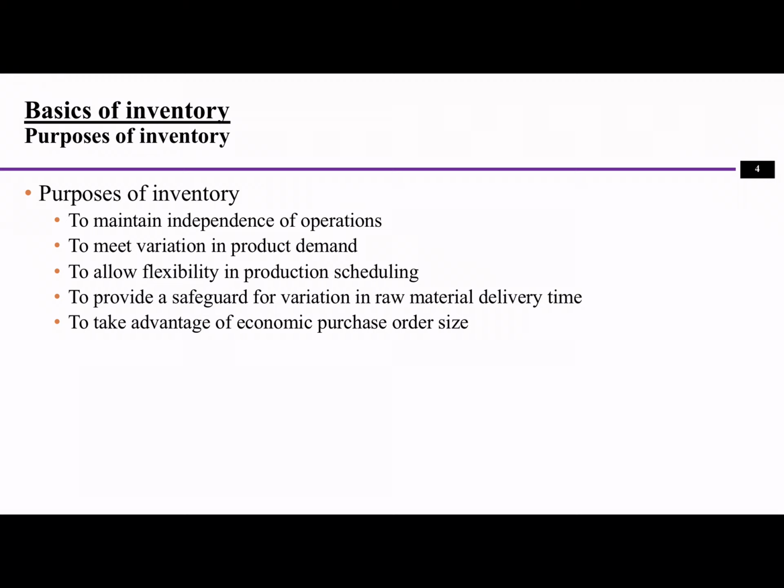And also we can do economic purchase order size, because when we are purchasing raw materials, usually the supplier will give you a lower unit price if you purchase more, right? So in this case, you can calculate the best price or best quantity that you want to order in order to save your cost. So later we're going to talk about that. That is called the EOQ model, economic order quantity.